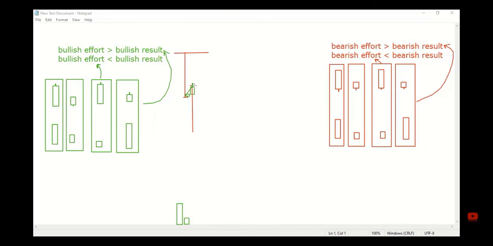So now what happened here? Which term is applicable here? The bullish effort is less than the bullish result. So we have to compare both candlesticks, and we have to take the second one. That means it's not valid, it's an anomaly. So this bullish effort is less. The second one, this one, bullish effort is less than the bullish result. That means the result is high, a large candlestick, but the volume is low here.